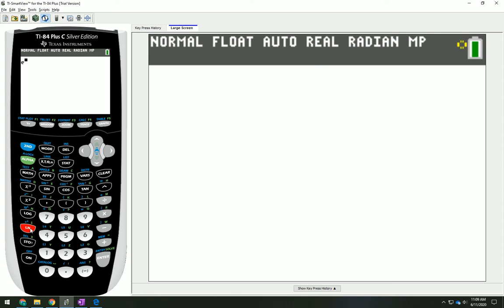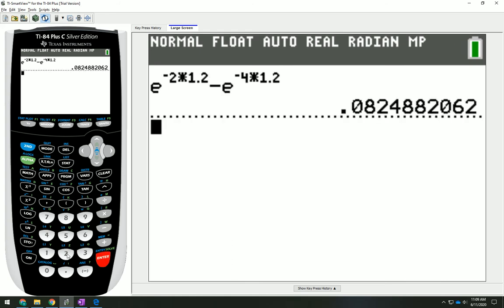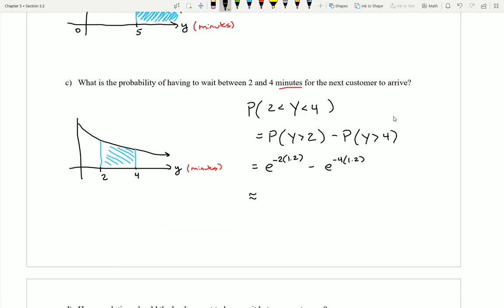I'm going to do e to the negative 2 times 1.2. Then I'll do minus e to the negative 4 times 1.2. I can just type all of this in automatically, and I get to a final answer of 0.0825 if I round to those 4 places. So 0.0825.